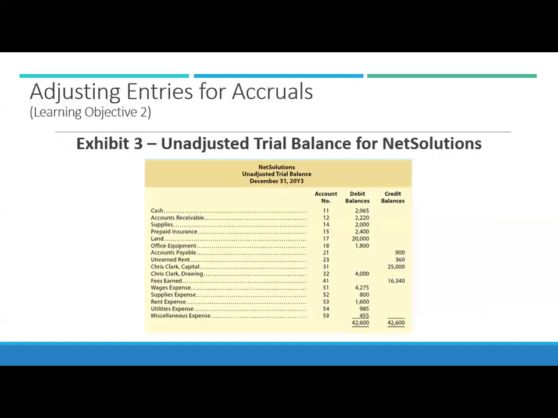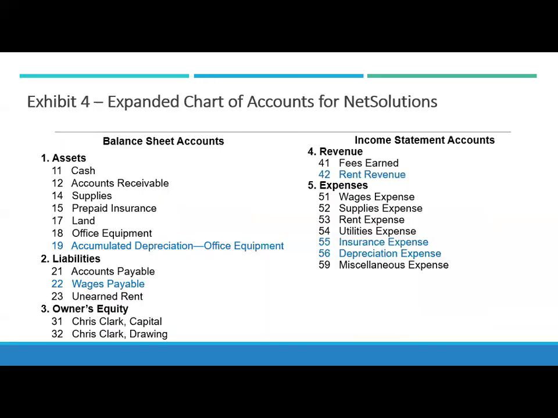And so here's the unadjusted trial balance for Net Solutions that we were going over last week. And we had all of our cash, accounts receivable, supplies, all of our accounts. We're going to be doing the adjusting journal entries for this example, and then also creating an adjusted trial balance. And there's a few updates to our chart of accounts, a few additional accounts that we are going to be using as a part of these new journal entries.